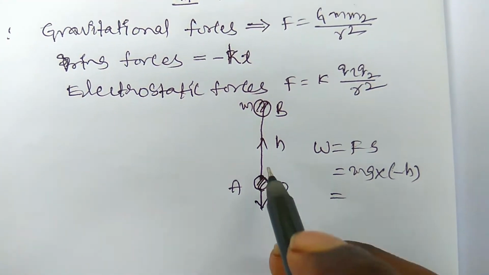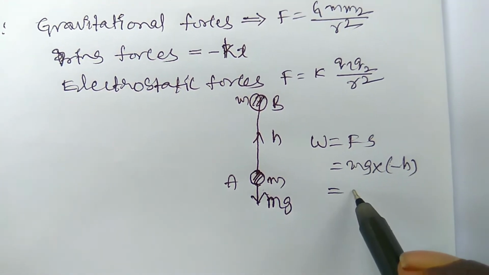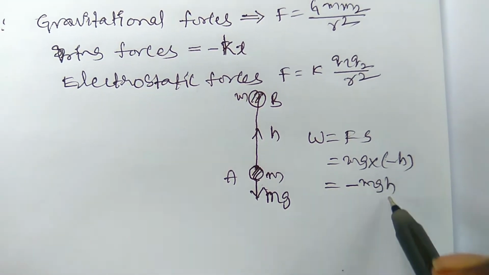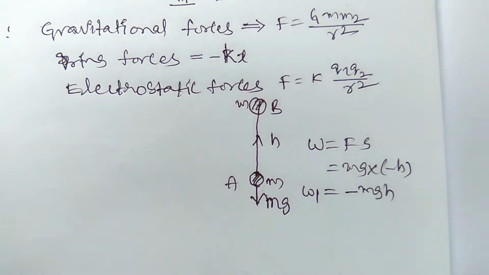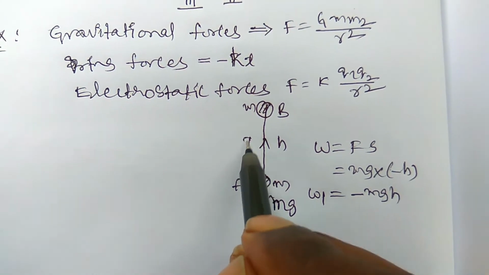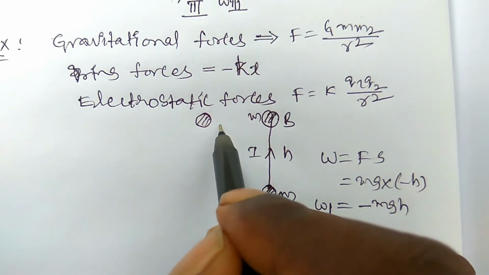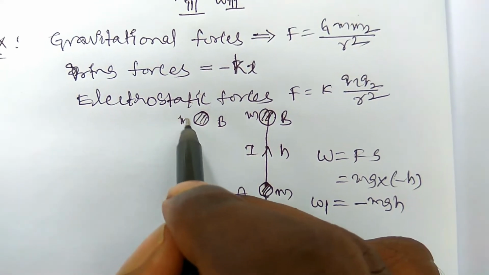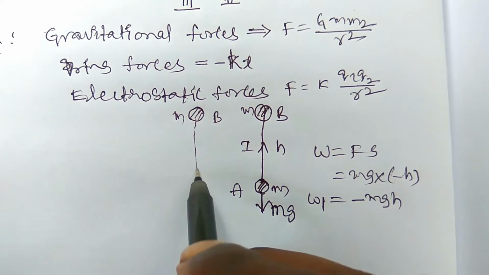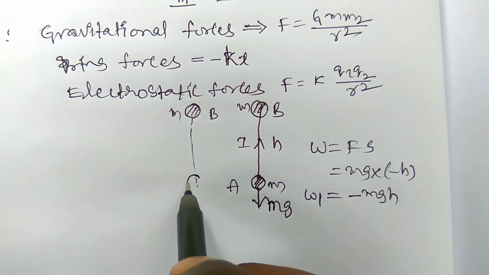So these two are in the opposite direction, then we have to take minus h. So then minus mgh. This is path 1. And similarly, from point B, the object of mass m should be moving to the point A.